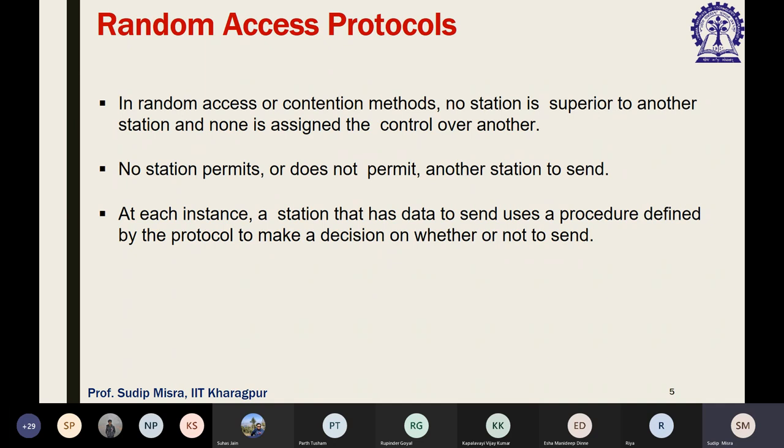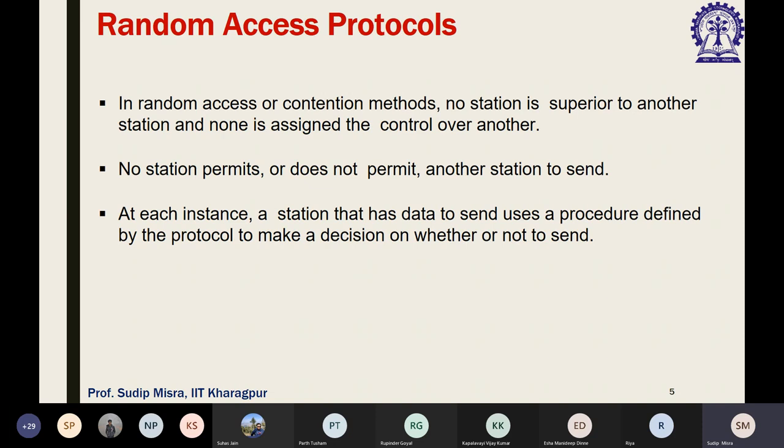So if you think of it from another direction, here no station is given any kind of superiority over any other station for getting access to the medium for sending their frame. In other words, every station will have to contend with each other to get access to the medium. And that is also the reason why these random access protocols are also called contention based protocols.